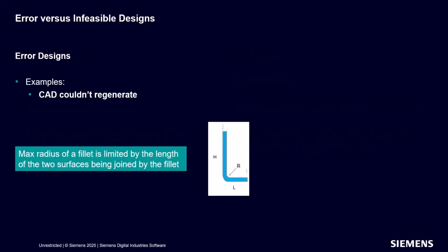A common example resulting in error designs includes scenarios where the CAD couldn't regenerate. Here we see a fillet radius imposed, where its applicability is limited by the length and height dimensions for the two surfaces it is joining. If it becomes too large relative to the other dimensions, the geometry will fail to regenerate, resulting in an error.